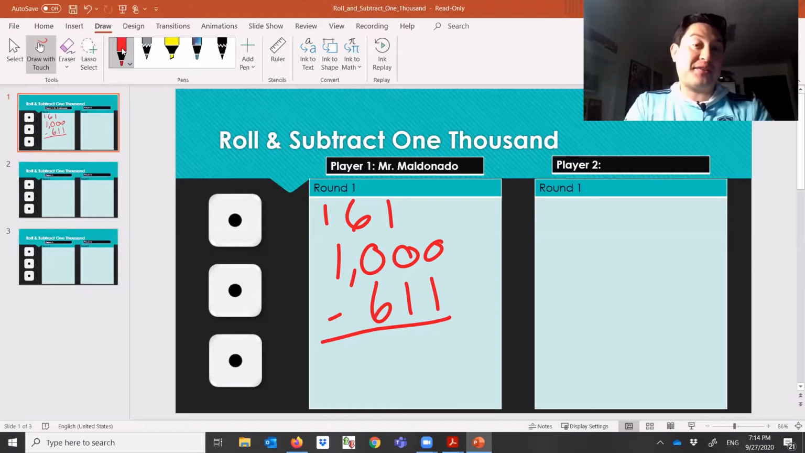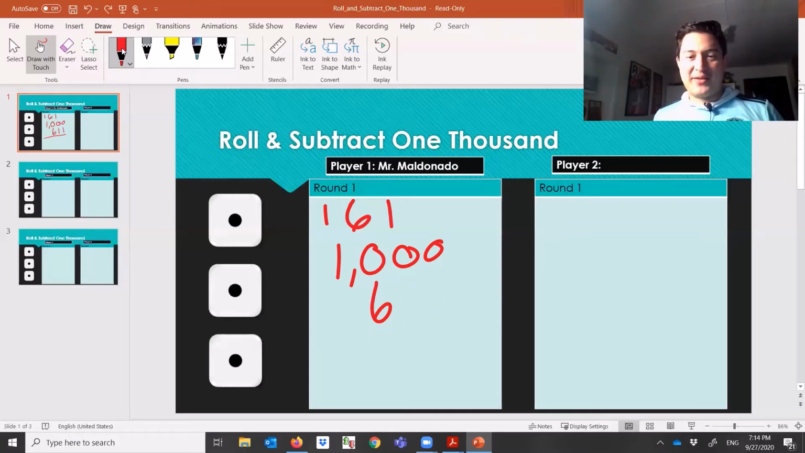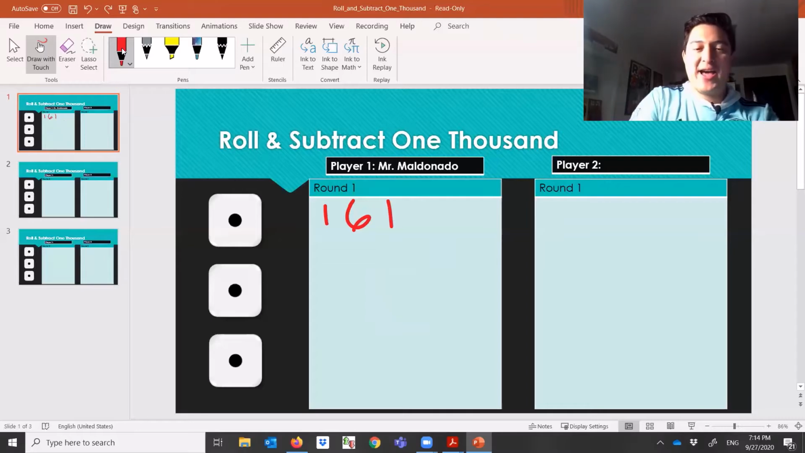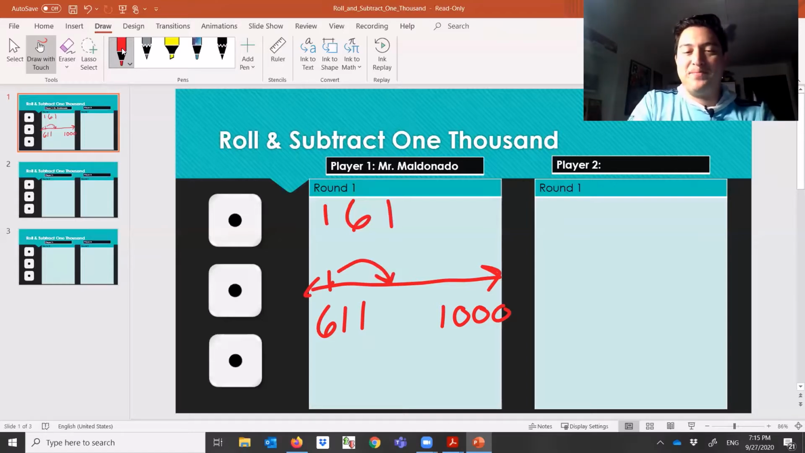I could subtract it the standard algorithm way, which is borrowing and starting from the ones place to the tens to the hundreds to the thousands. But I'm actually going to add up to it. If I have 611 and I want to get to 1000 on a number line, I might think, well, I know that I need to get from 611 to 700, I know that I need to add 89.